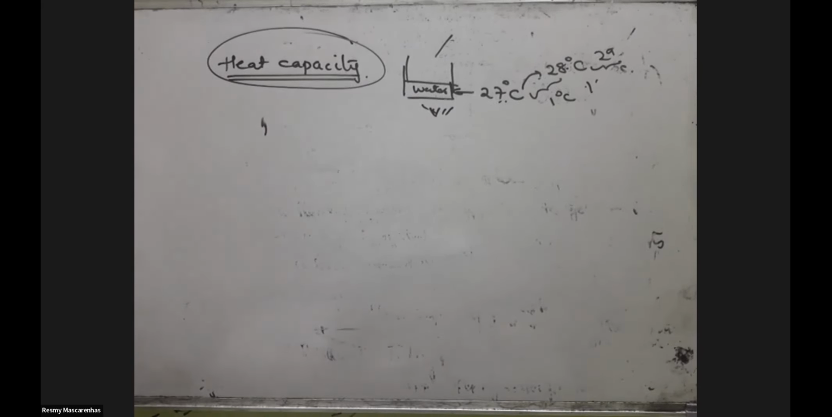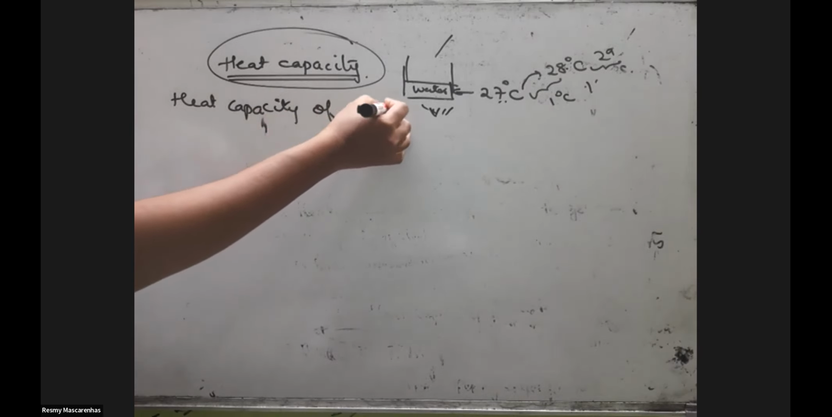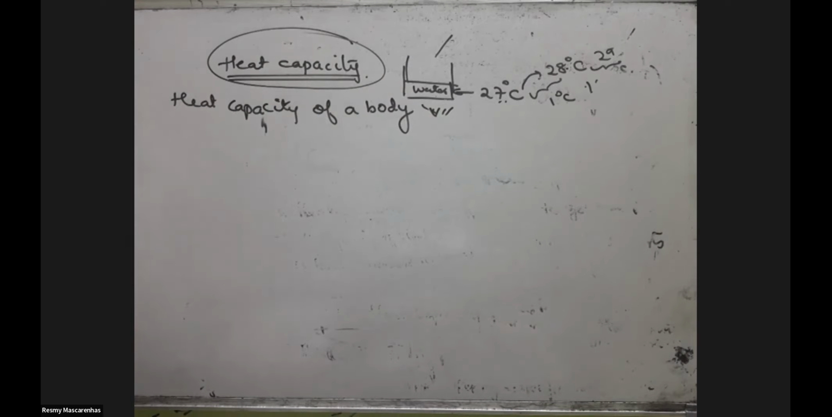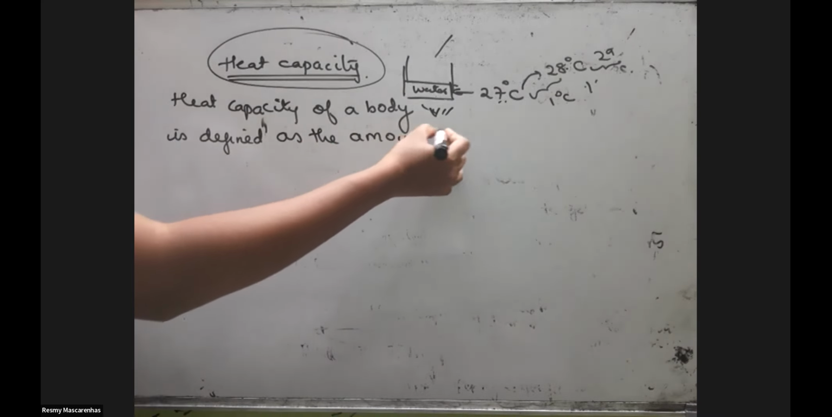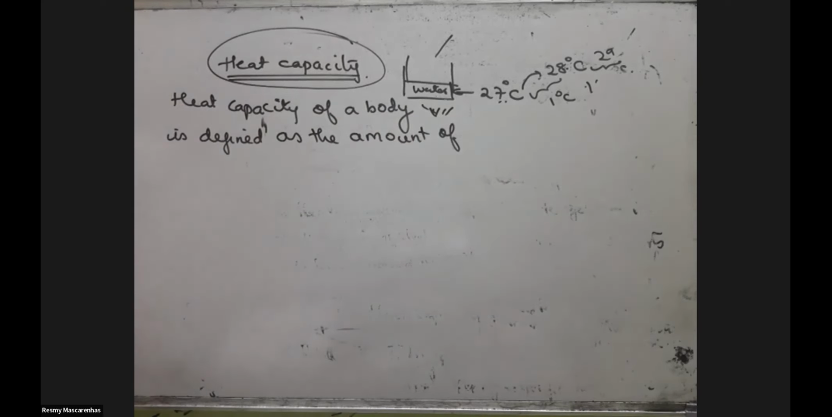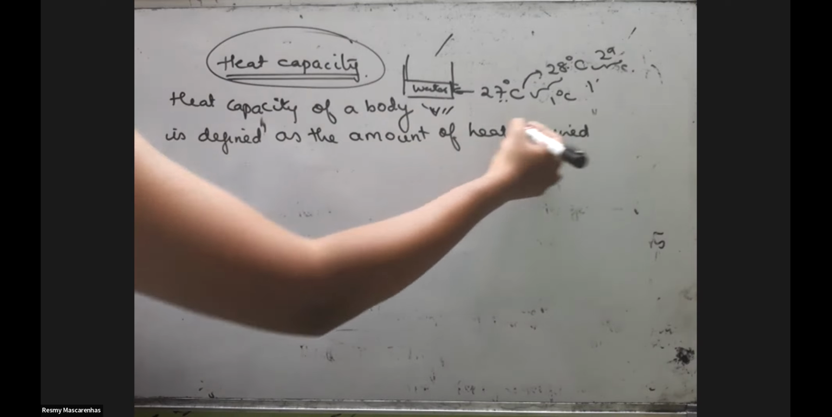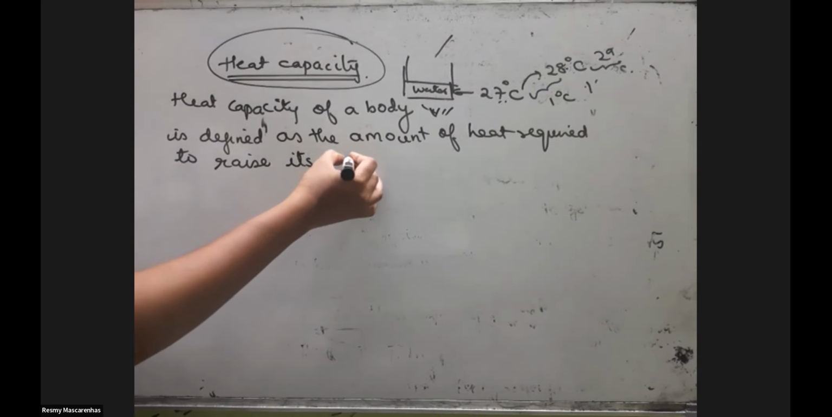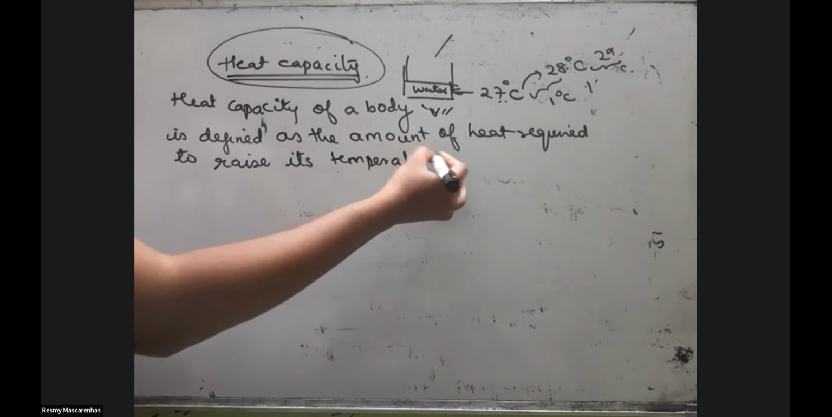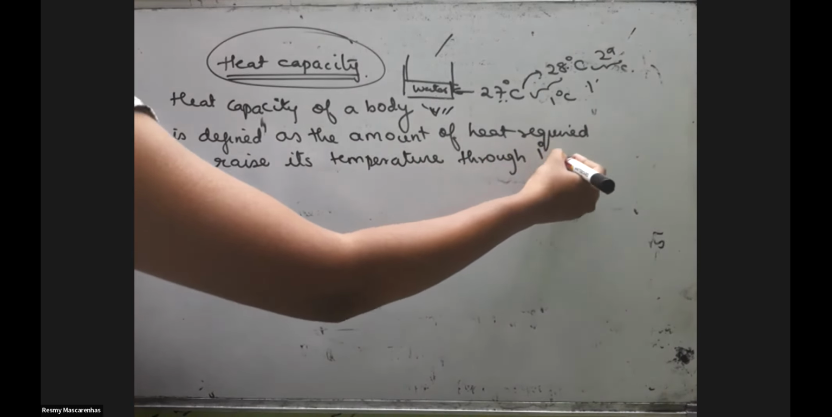So I'll give you the definition. Heat capacity of a body is defined as the amount of heat required to raise its temperature through 1 degree Celsius or 1 Kelvin.